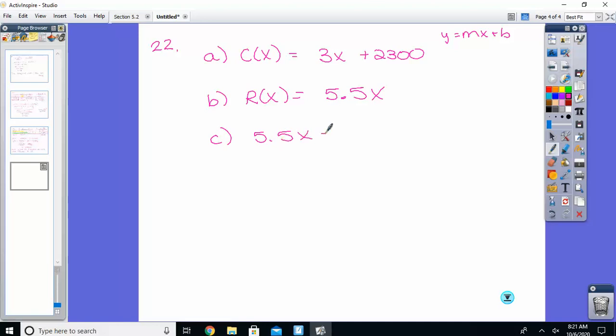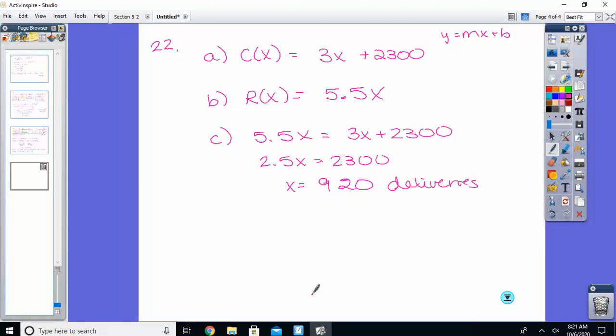So revenue is my 5.5x equals my cost, 3x plus 2,300. So subtract over your 3x, divide by your 2.5, and you get 920, is that right? Deliveries? So if he makes 920 deliveries, he breaks even.